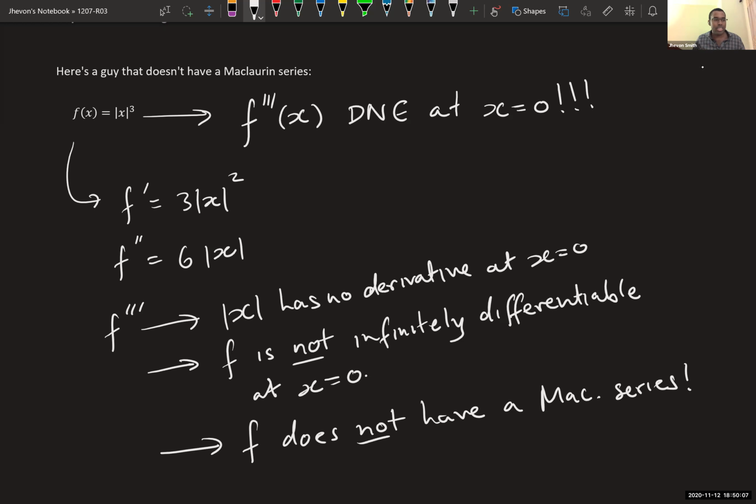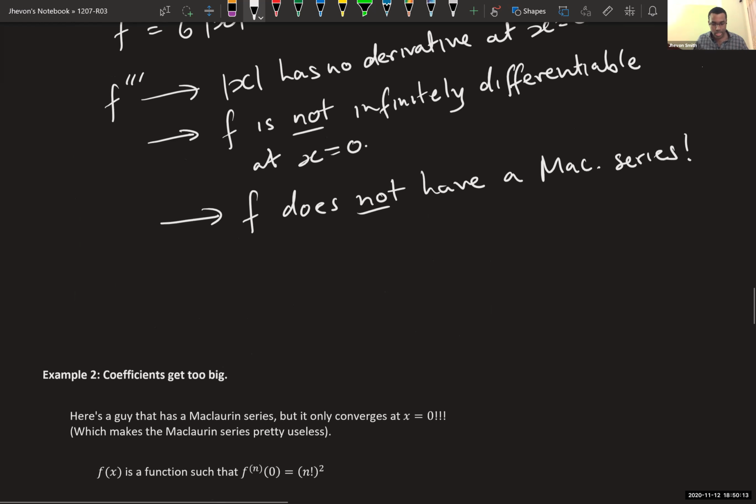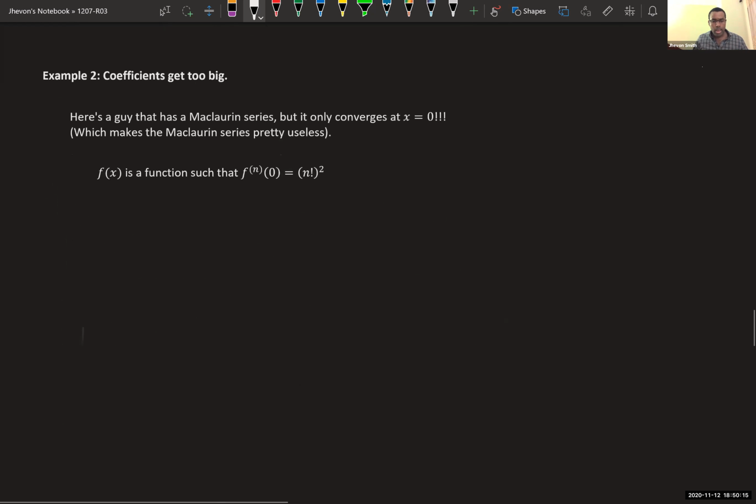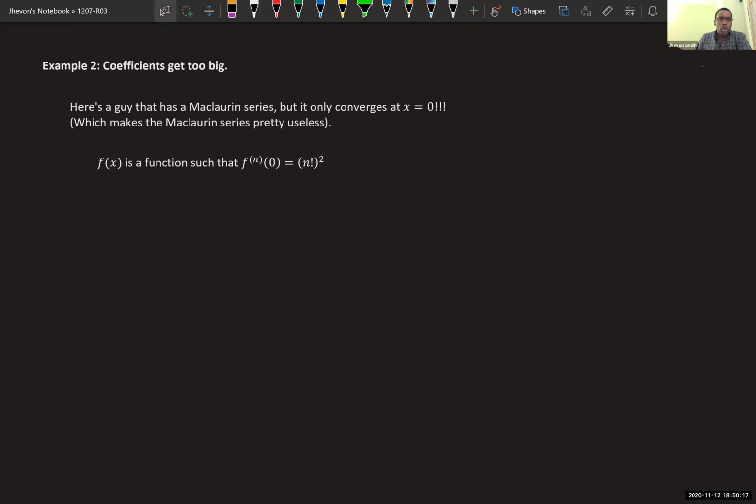It's like they don't exist in that they're not mathematically computable. So it doesn't have a Taylor series. It's also possible for the coefficients to get too big. That would be an issue. So there are times when you can find a Taylor series, but it's not very useful.